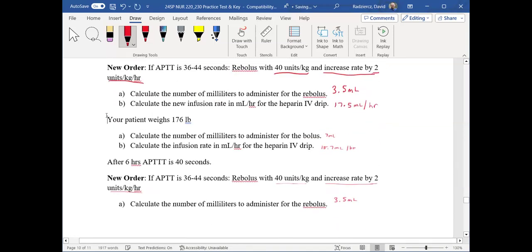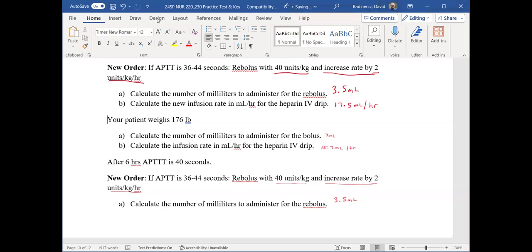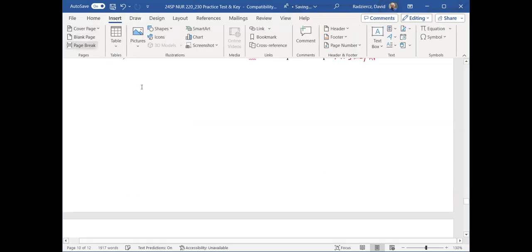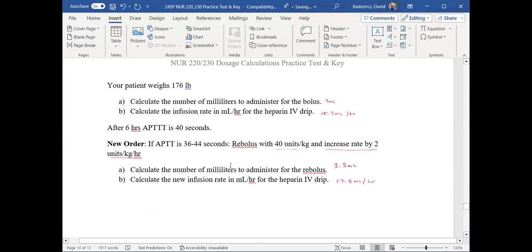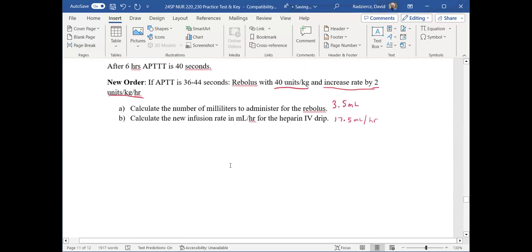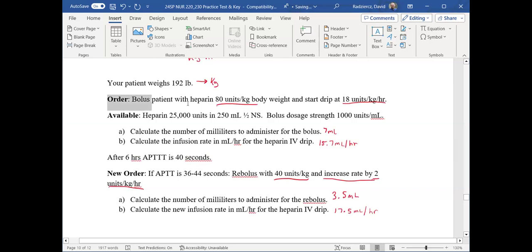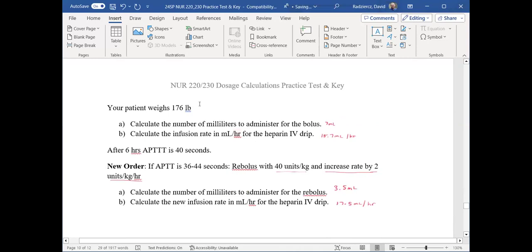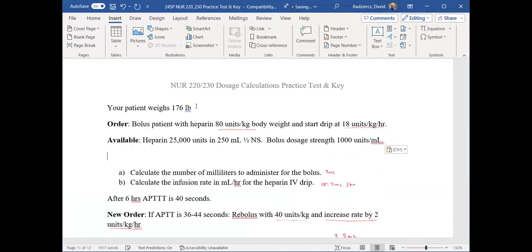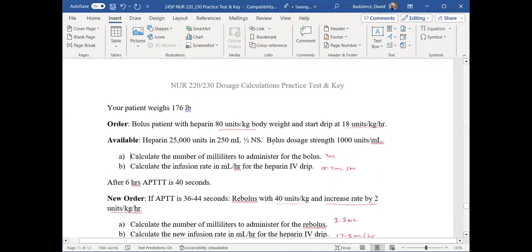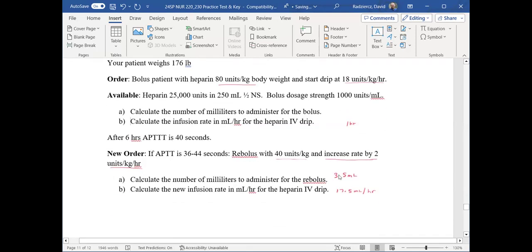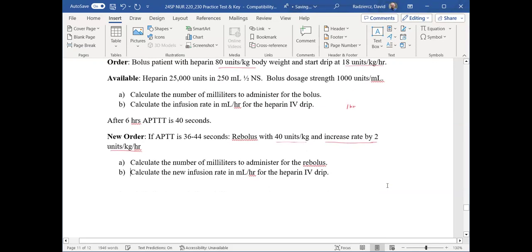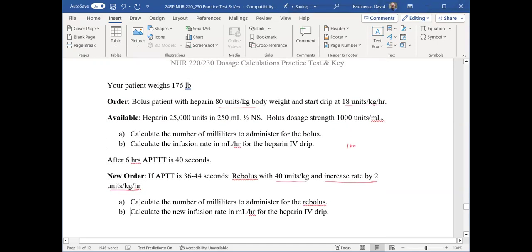Let me do a page break here. I guess I should include the order and available. Tried to shorthand it. All right. So I'm going to delete these things here because we changed the patient's weight, right? We changed the patient's weight to 176 pounds.